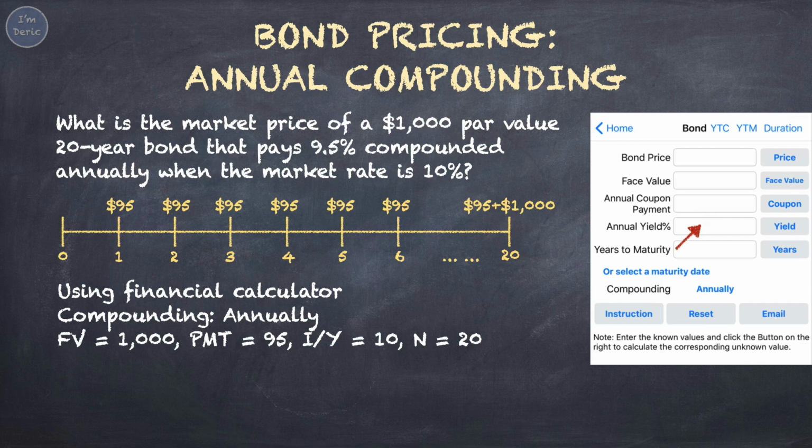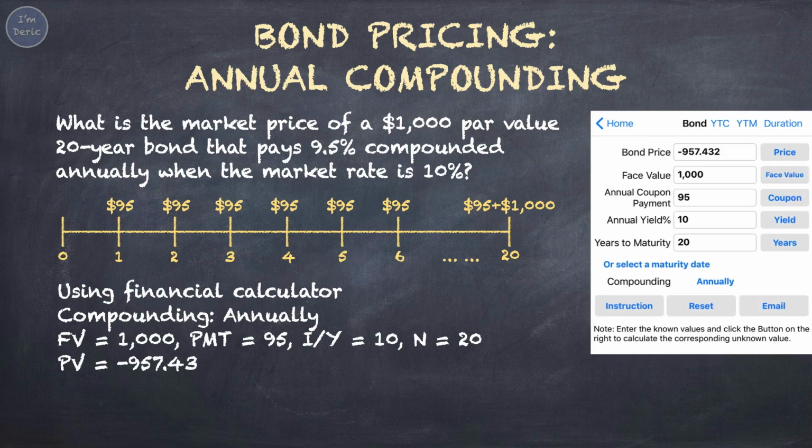Annual yield, this is the market interest rate, IY, equals to 10. Years to maturity, N, equals to 20. Last step, just press price button, you will get the bond price, PV, negative $957.43. Negative sign means this is a payment.